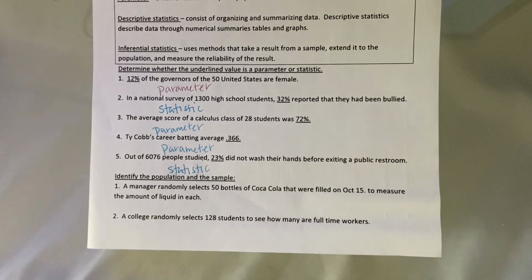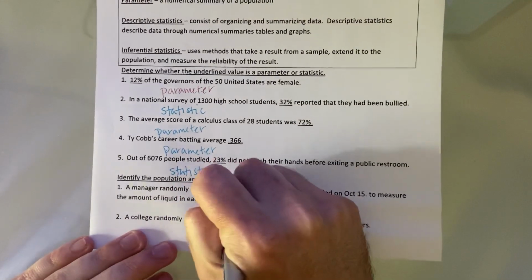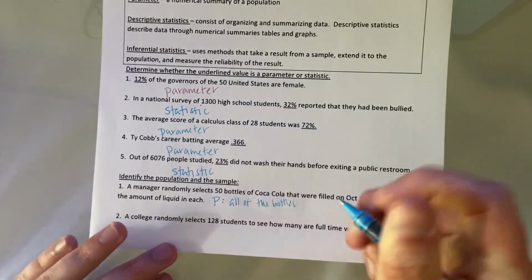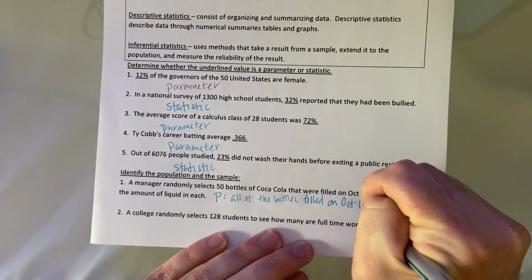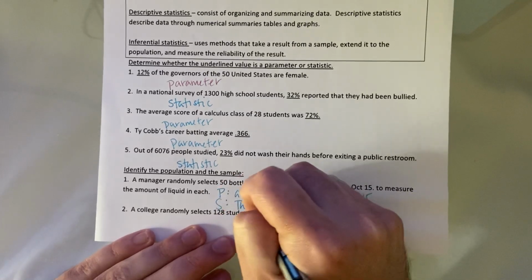Now, some questions will ask you to identify the population and the sample. A manager randomly selects 50 bottles of Coca-Cola that were filled on October 15th to measure the amount of liquid in each. So the population is all the possible things that could have been chosen. Those would be all of the bottles filled on October 15th. The sample is the 50 that were actually chosen.